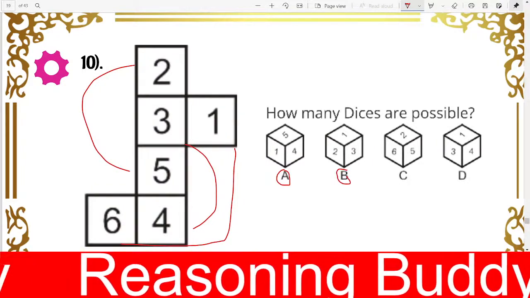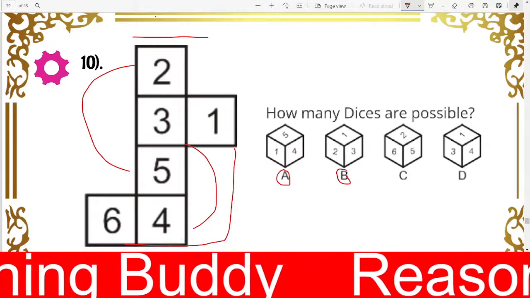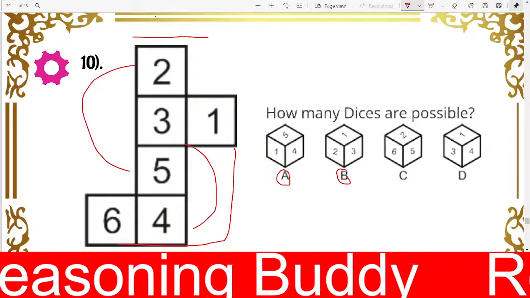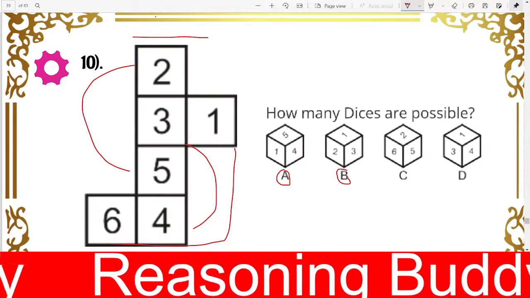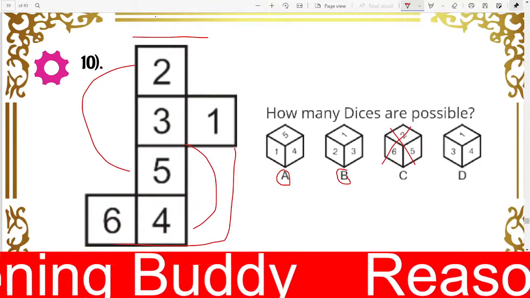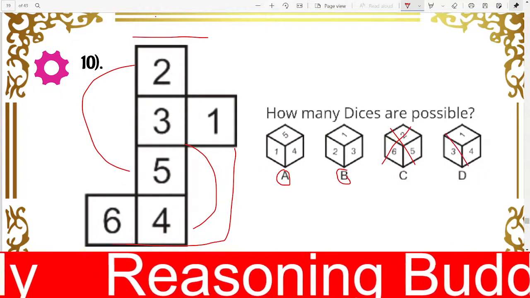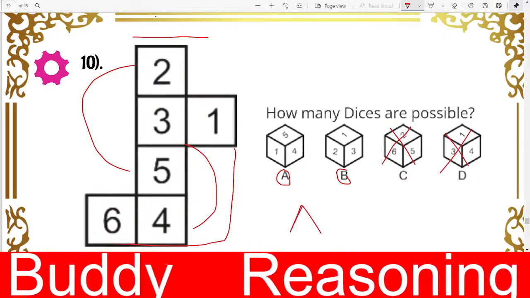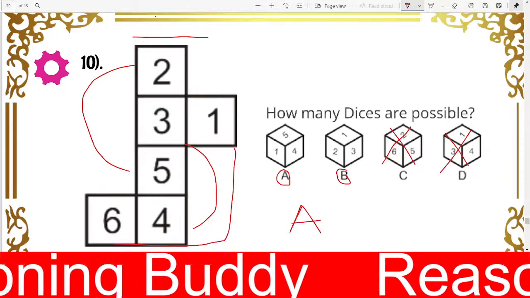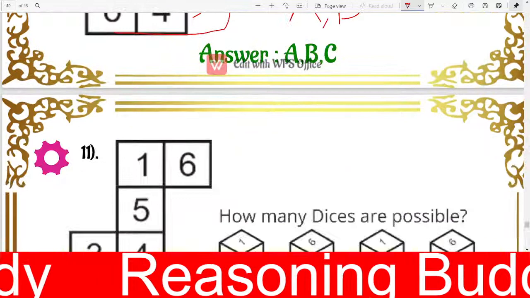So check that in the opposite sides we have drawn. So 2 6 5. So 2 and 5 is an opposite pair. 1 3 4. So 3 and 4 is also an opposite pair. So options A and B are correct. Okay. Next.